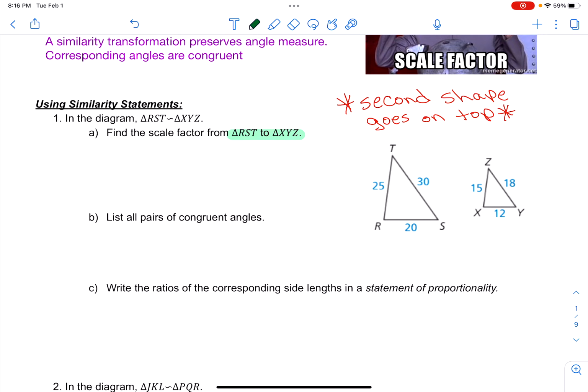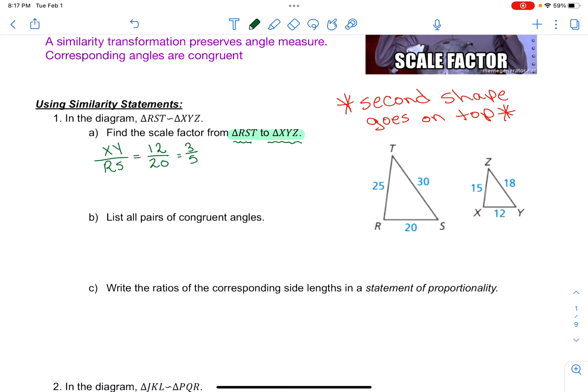So I'm just going to start at the beginning. XY is similar to RS. I just pulled that from our statement over here. XY was the first two terms, RS was the first two terms. Then we put what those lengths were. XY was 12 and RS was 20. And then we always want to reduce our fractions. 12 over 20 reduces to 3 over 5.